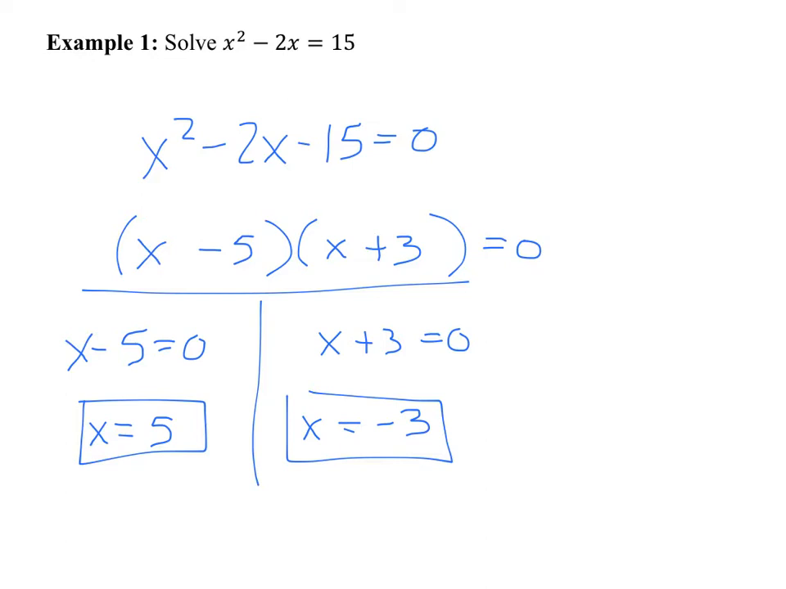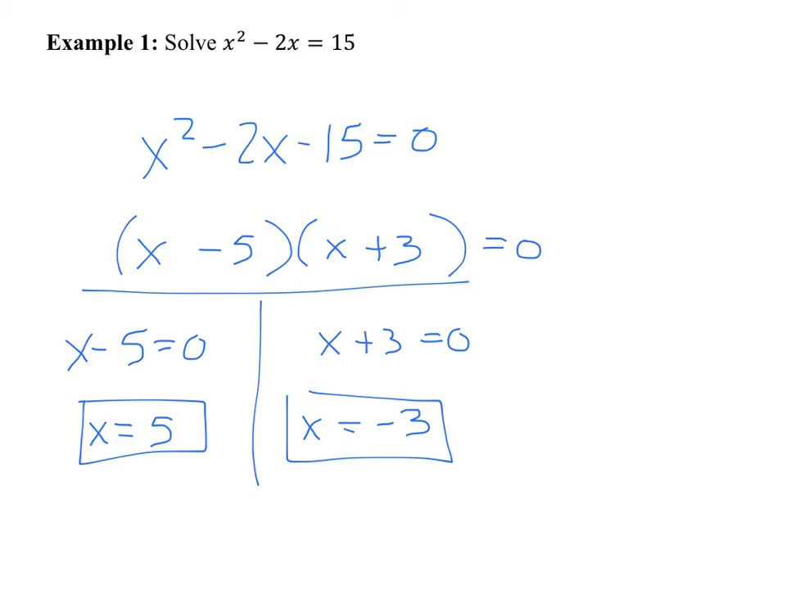How do I know that this is correct? Substitute this back into the original. You get 5 squared is 25, minus 10 gives you 15. That is true. Trying the negative 3, you're going to get negative 3 squared is 9. 9 minus negative 6 is really 9 plus 6, which is 15.